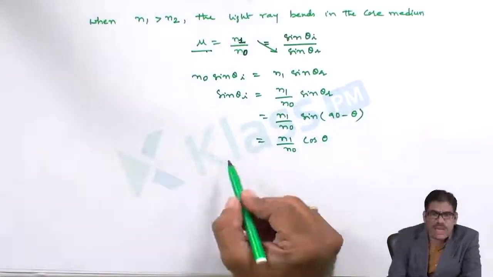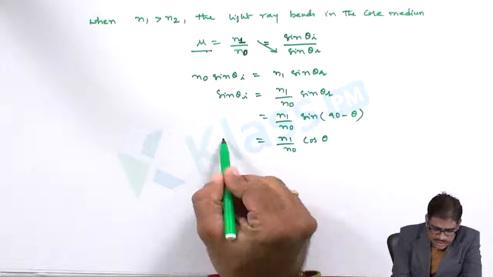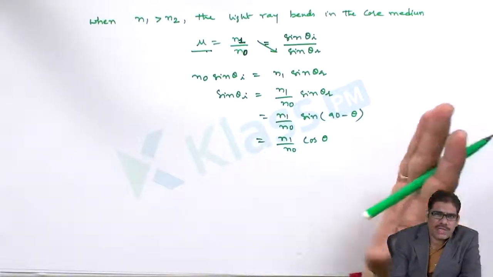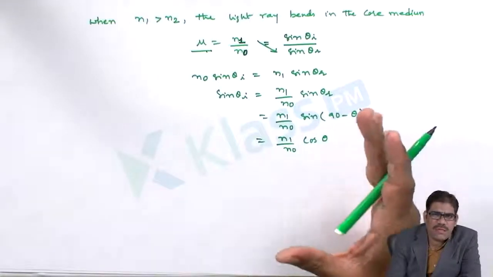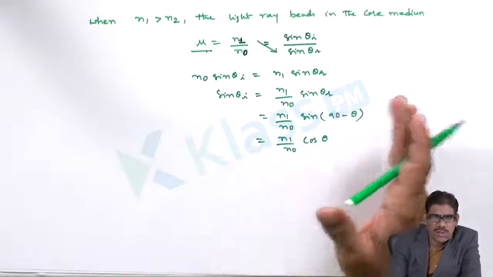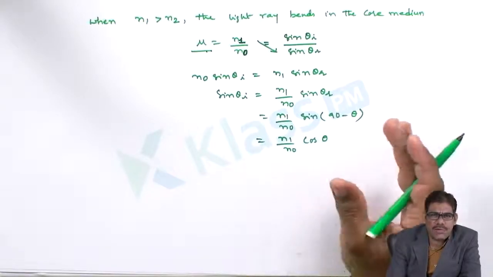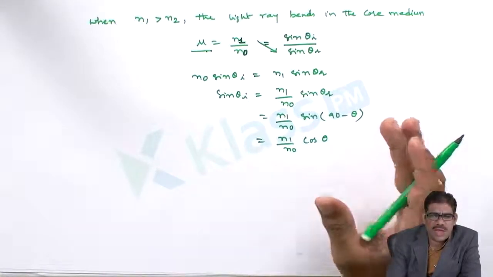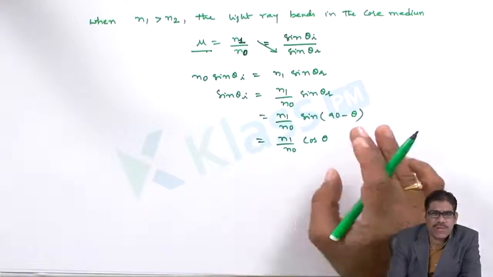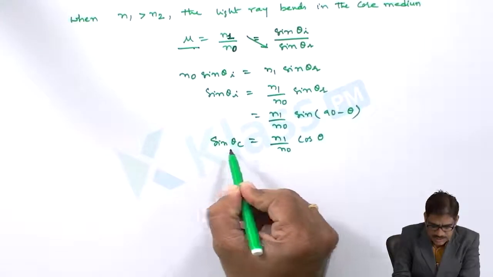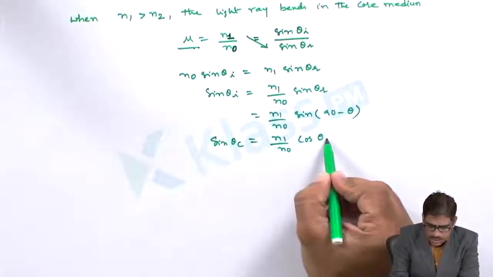Now as we are referring to it in terms of the critical angle, it is moving away from the normal. But what should happen? We should see that the amount of light is supposed to be guided through the core material. So we explain it in terms of the critical angle: sine of angle of incidence, sine of angle of refraction. Now here this is written as sin theta c is equal to N1 by N0 cos theta c.